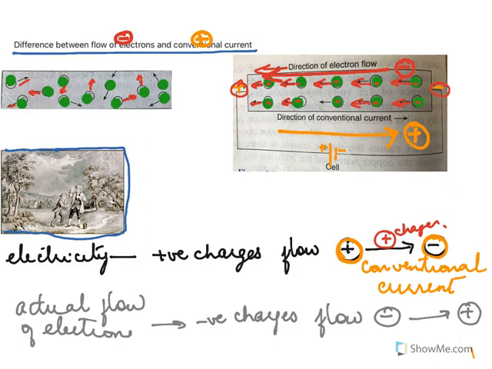So if you were to see inside a wire, you cannot see the conventional current. We assume it. What we could actually see is the electron flowing from negative to positive.